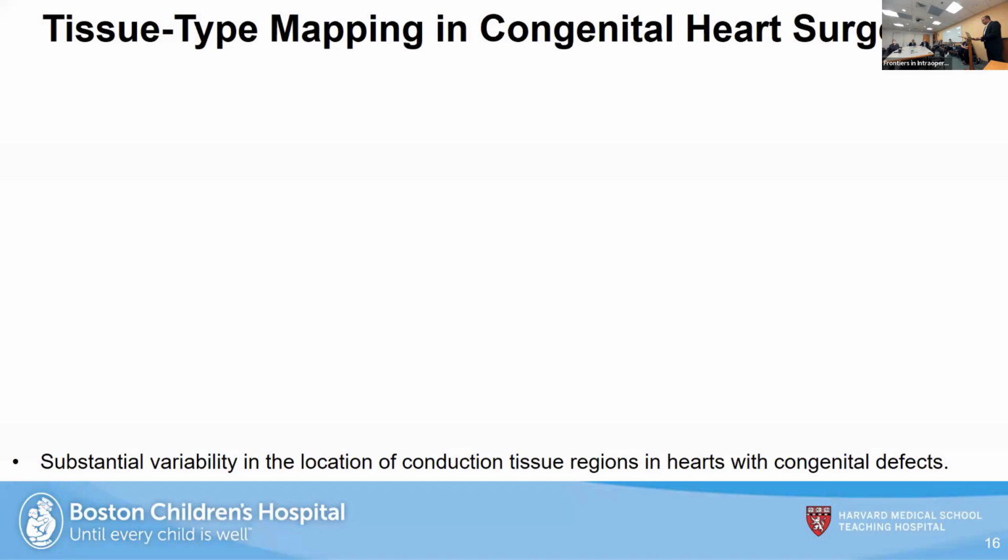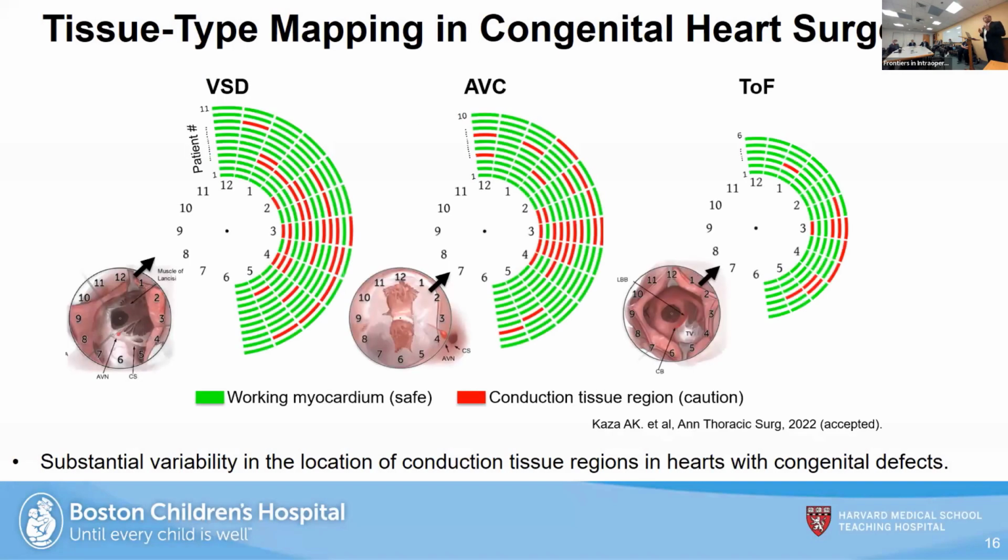So based on all the patients that we have done so far, here is the mapping scheme. We use the clock phase schematic to document the location of the conduction tissue regions around these different lesions. The tissue type mapping on the clock phase schematic during surgical repair is, in this particular figure, stacked patient-wise radially. The green color indicates a safe zone for doing anything, and the red zone shows where the conduction tissue was detected.